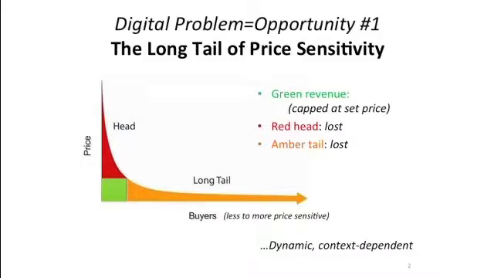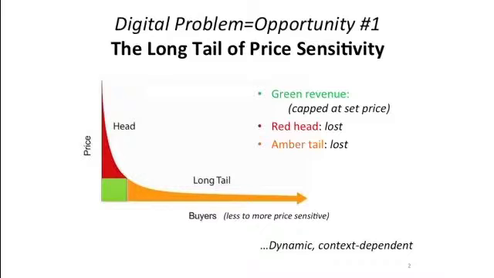There are two major problems, which are also opportunities, that apply to digital content. One is a long tail of price sensitivity, which is really the demand curve: different people will pay different amounts for your content. The green box is the revenue you get at your set price. The people to the left on that curve are willing to pay your set price or more. Even though many of them would pay more, that red area is revenue you're leaving on the table because they only pay the set price.